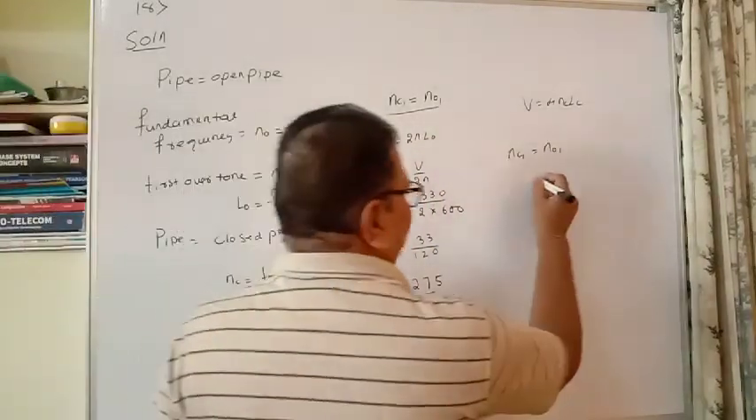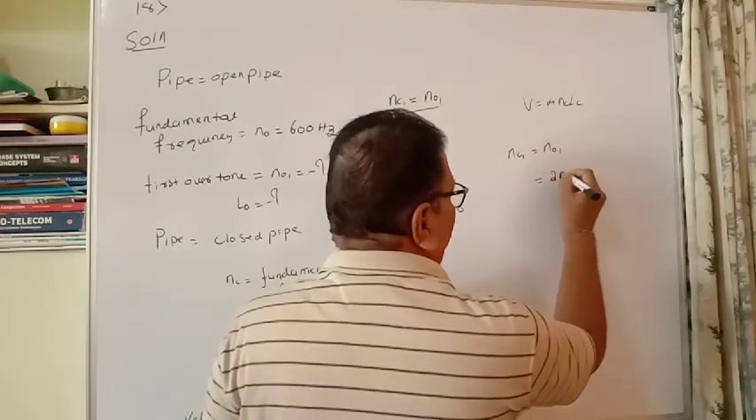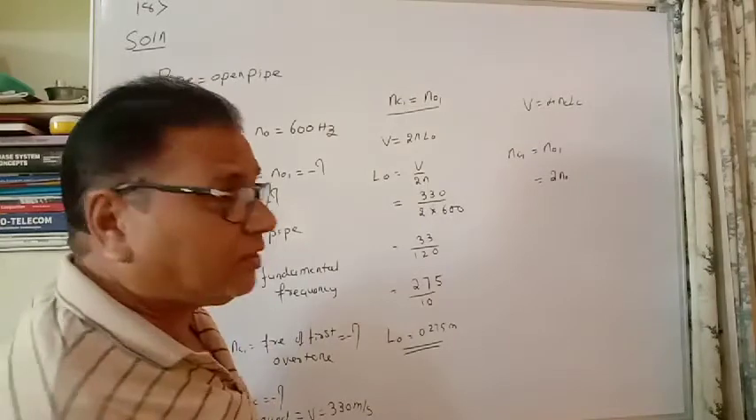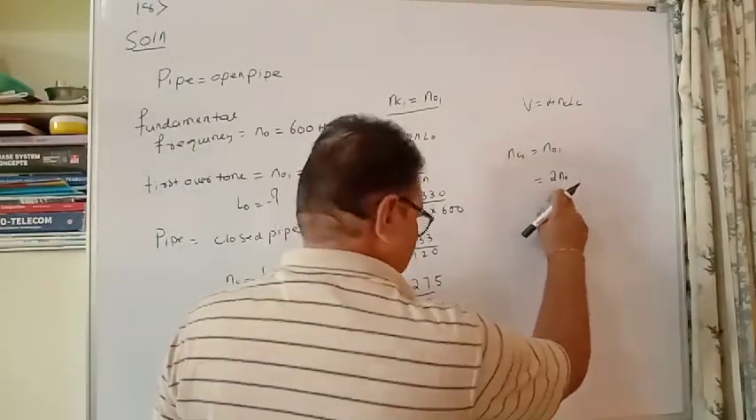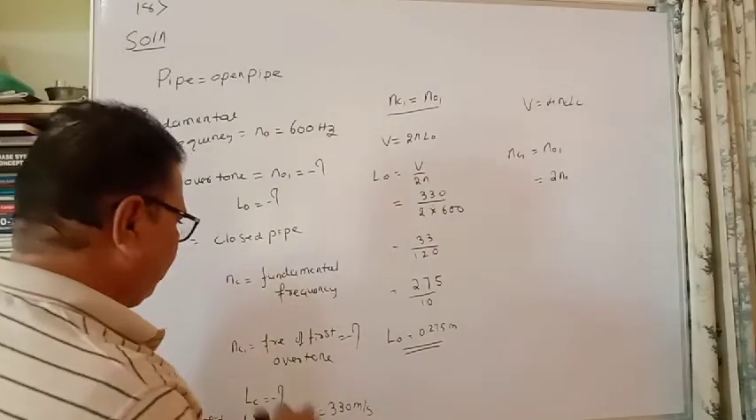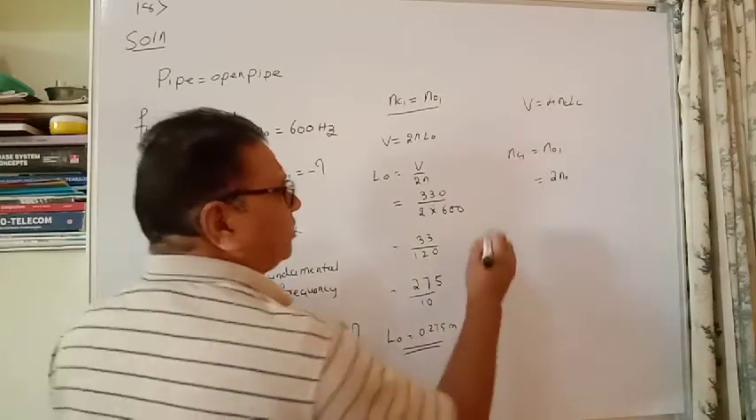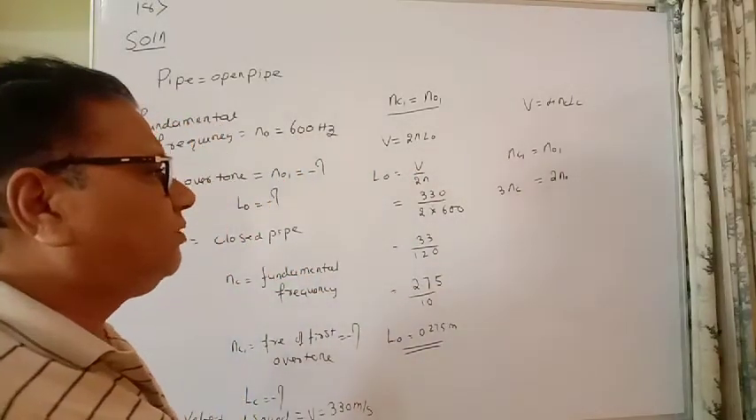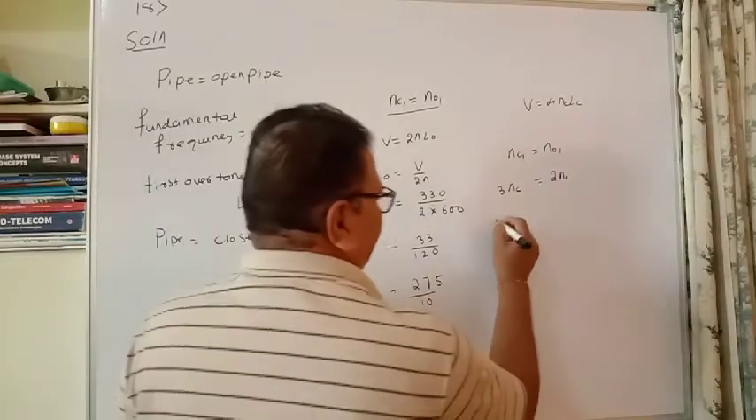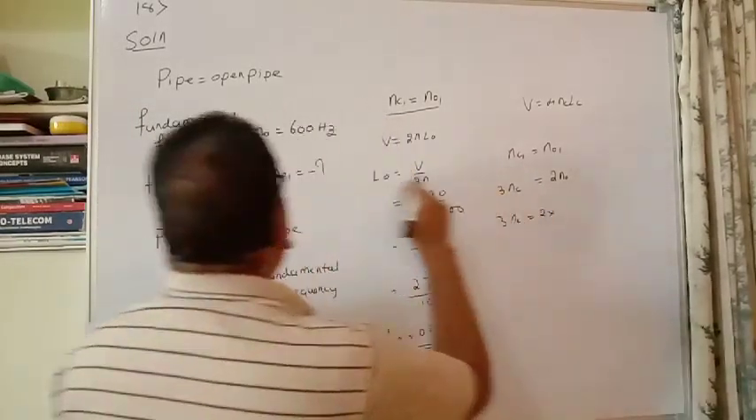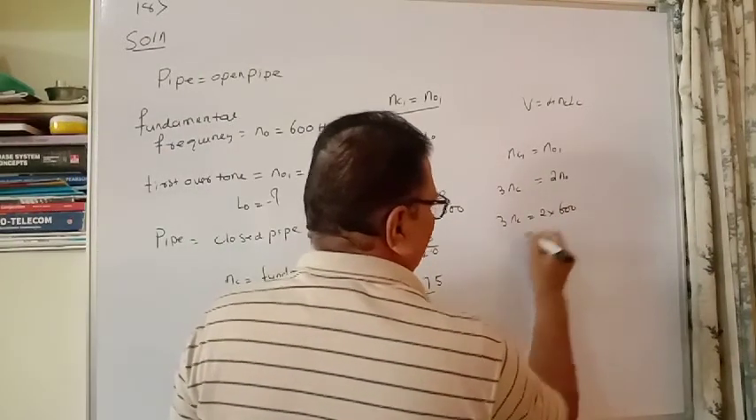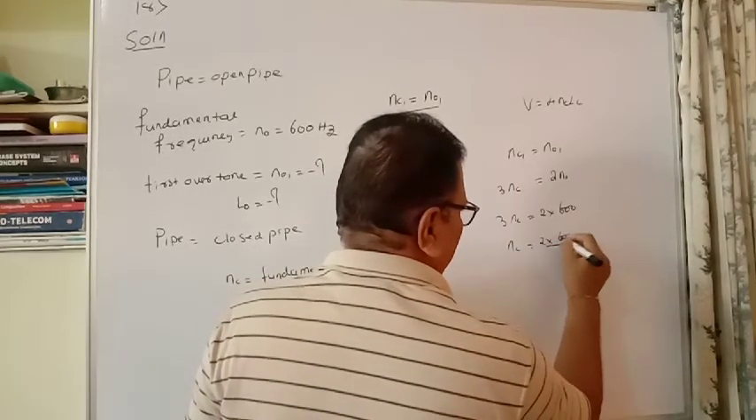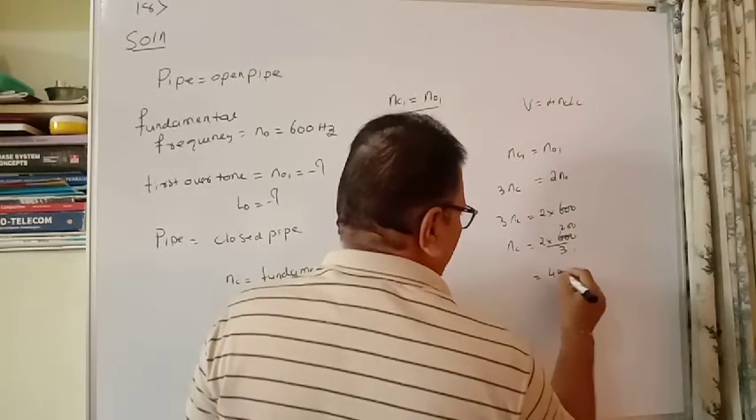In an open pipe, the frequency of the first overtone is twice the fundamental frequency. But in a closed pipe, the frequency of the first overtone NC1 is thrice the fundamental frequency. So 3NC is equal to 2 into N0, which is 600. Or NC is equal to 2 into 600 divided by 3, which is equal to 400 hertz.